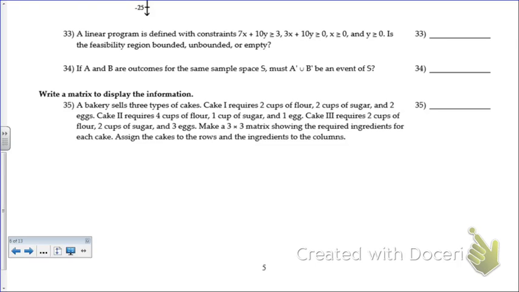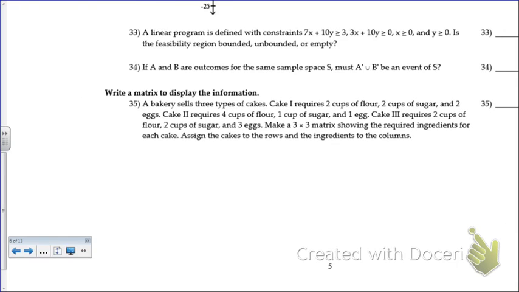ingredients. And it tells us that it wants the cakes to be on the rows and the ingredients to be in the columns. So I'm going to label it like that. I'm going to say there's my cake, and then I've got my ingredients. Okay, so there's cake 1, cake 2, and cake 3. And then we have flour, sugar, and eggs. And I'm just going to put how much of each.